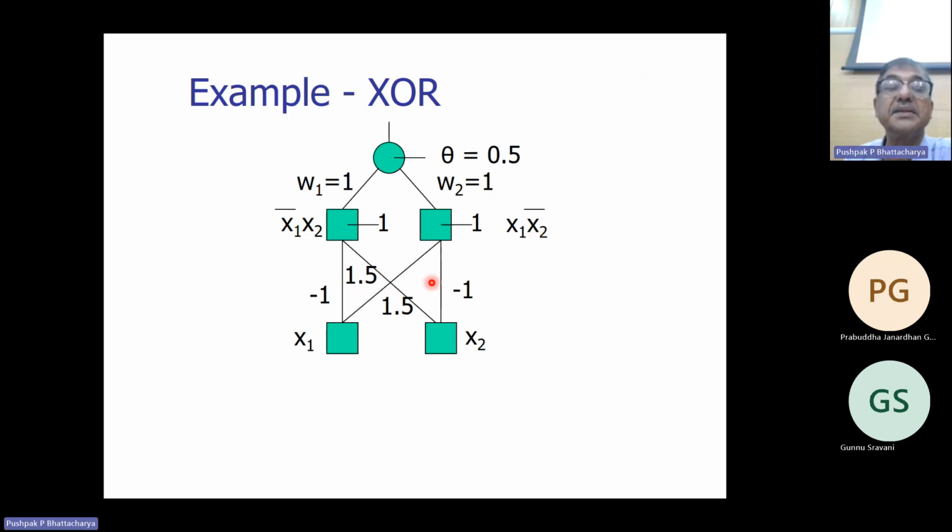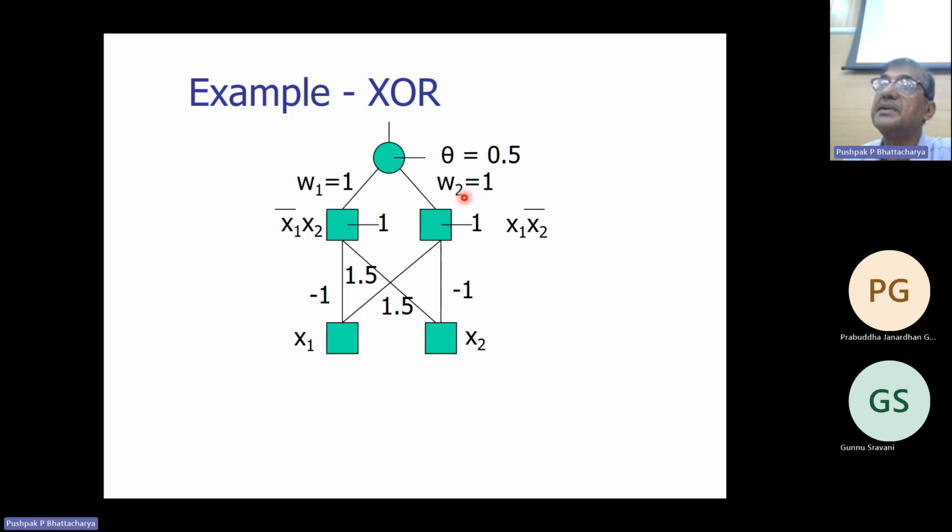the two weights up to the other hidden layer neuron. These neurons, by the way, are called hidden layer. They do not interact with the environment. They do not receive inputs. They do not give out outputs to the environment. So -1, 1.5. So this achieves x1 bar, x2.